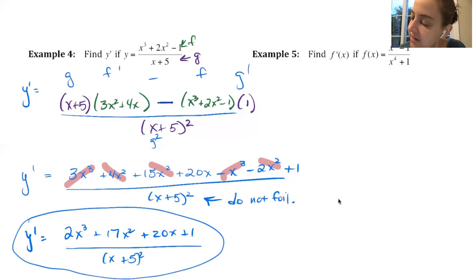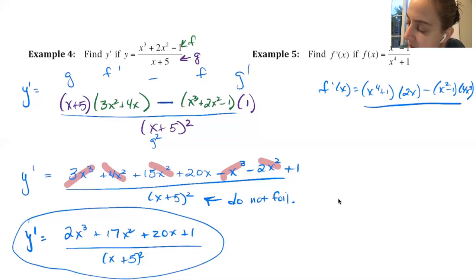Okay, and example 5, here's another one. Find f prime of x if f equals x squared minus 1 over x to the 4th plus 1. So f prime of x equals the bottom times the derivative of the top minus the top times the derivative of the bottom. Squeeze that in there, all over the bottom squared.